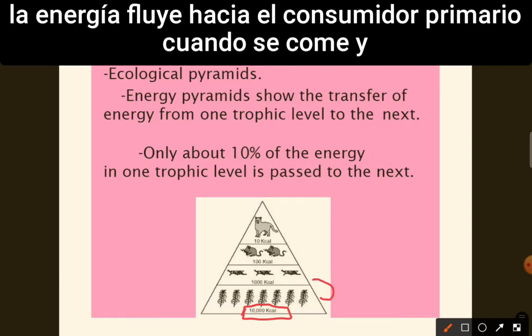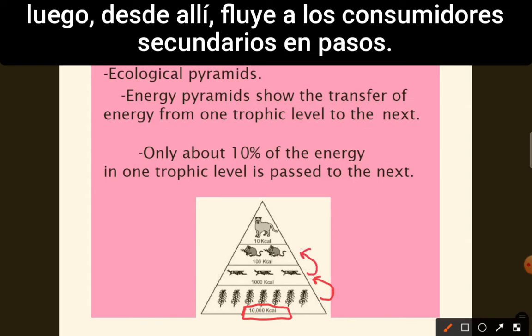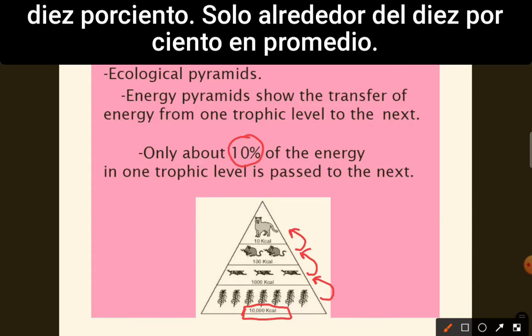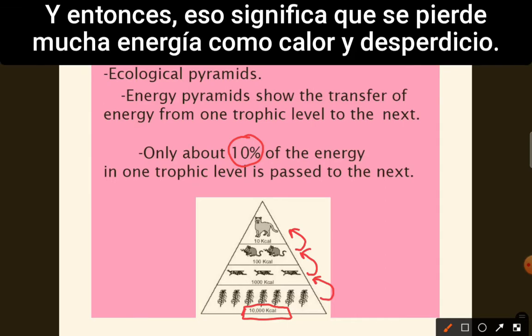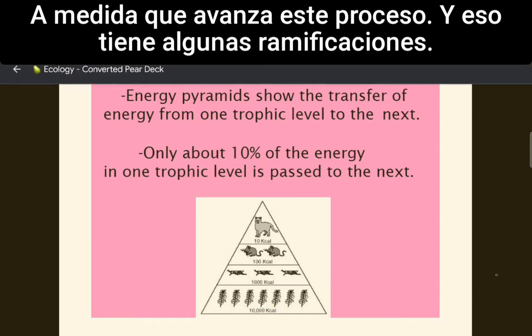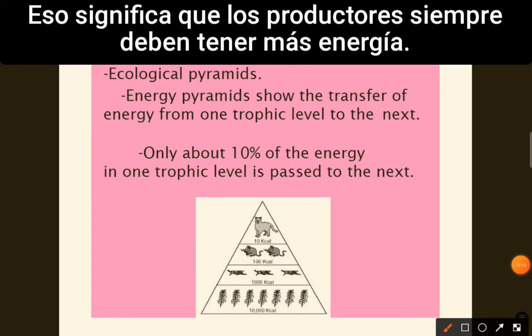That energy flows to the primary consumer when it is eaten, and then from there it flows to secondary consumers in steps. And so then the question is, how much energy flows? Only about 10% on average. And so that means a lot of energy is lost as heat and waste as this process goes on. And so that has some ramifications.